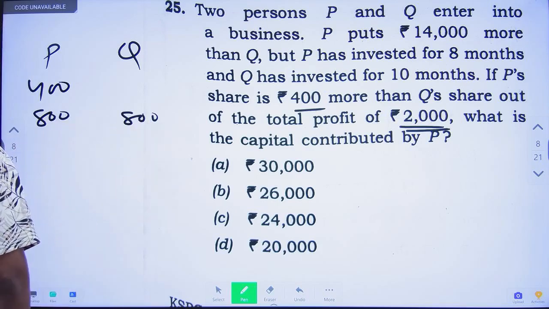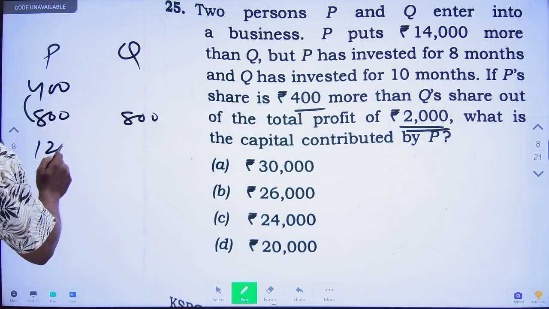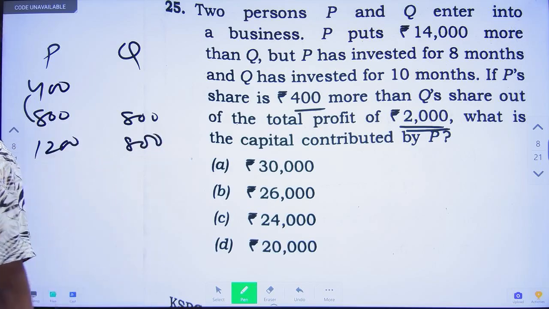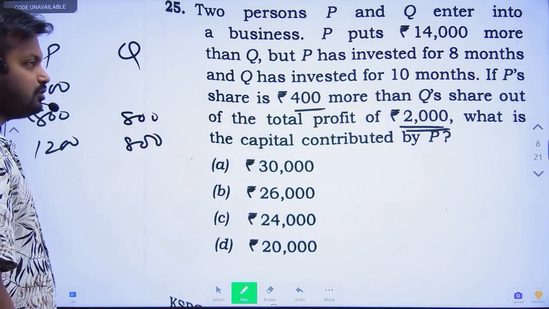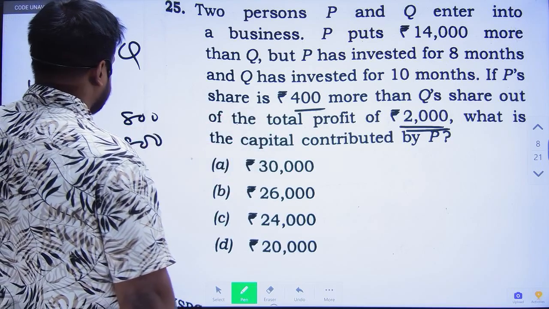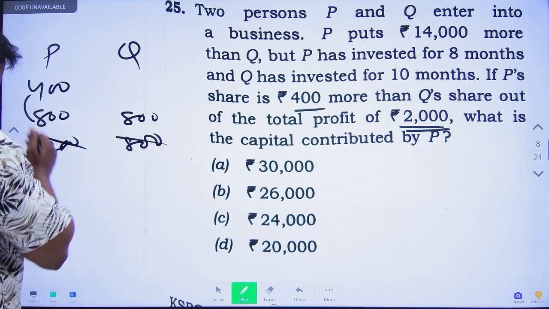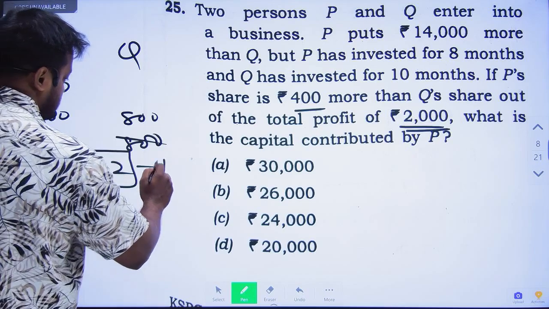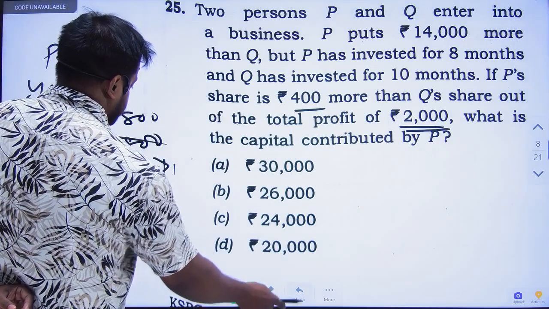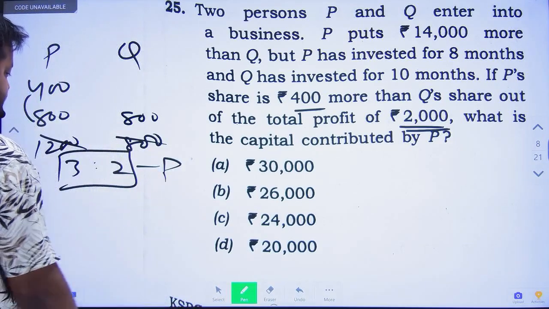Now see, the difference will be 400. This is 1200 and this is 800. Condition is satisfied. 1200 plus 800 is 2000, and the difference is also 400. So both the conditions are satisfied. Now what is the profit ratio? If I cancel by 400, this is 3 and this is 2. This is the ratio of profit.